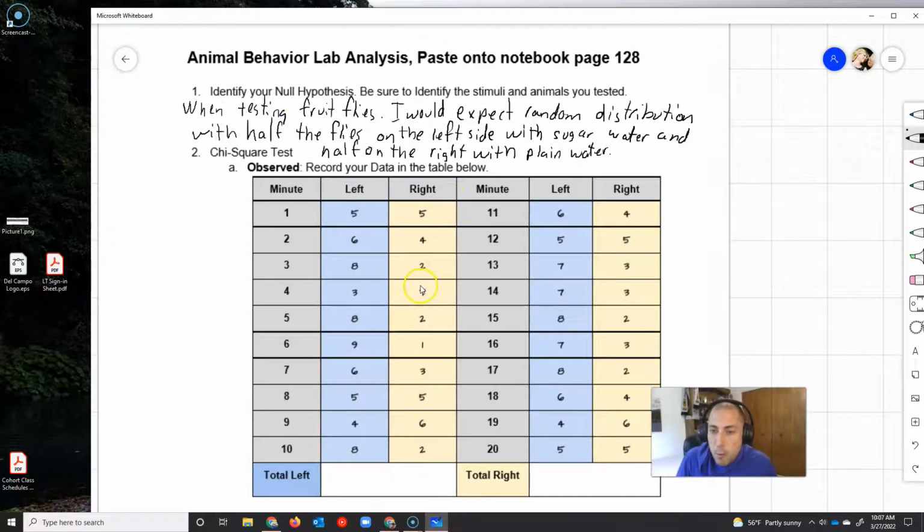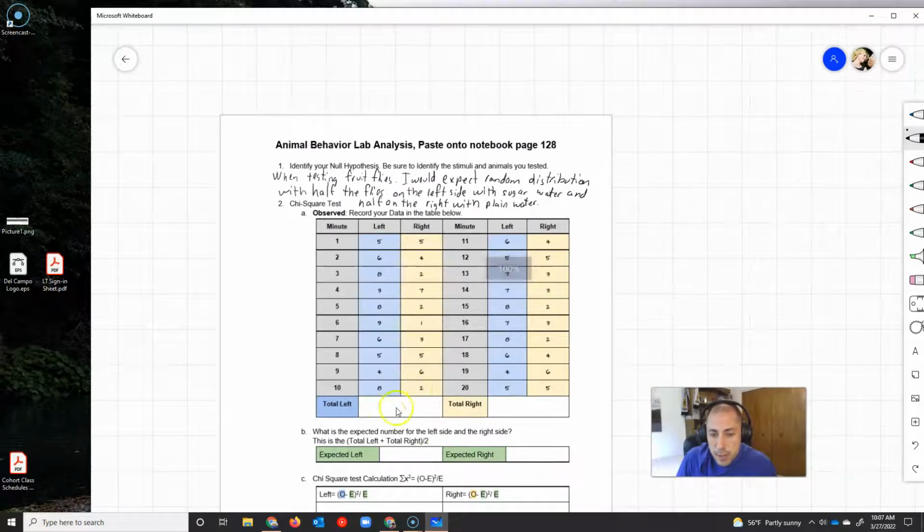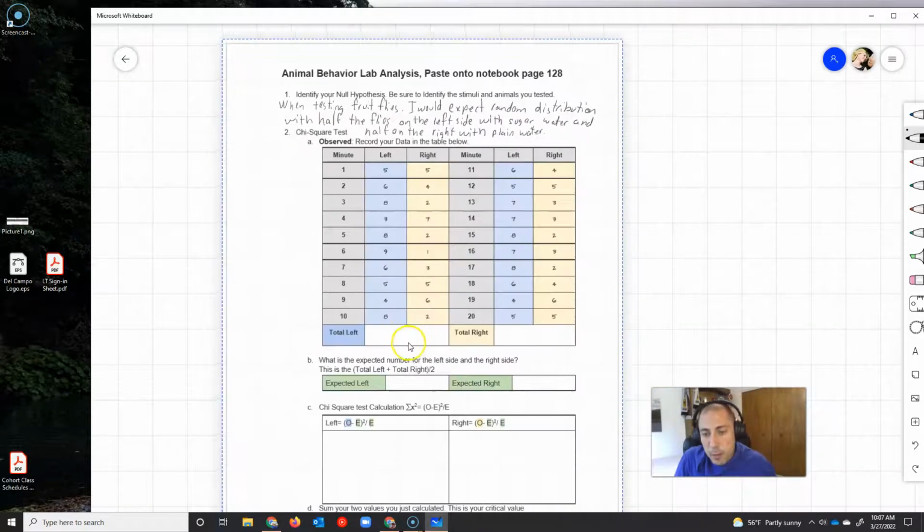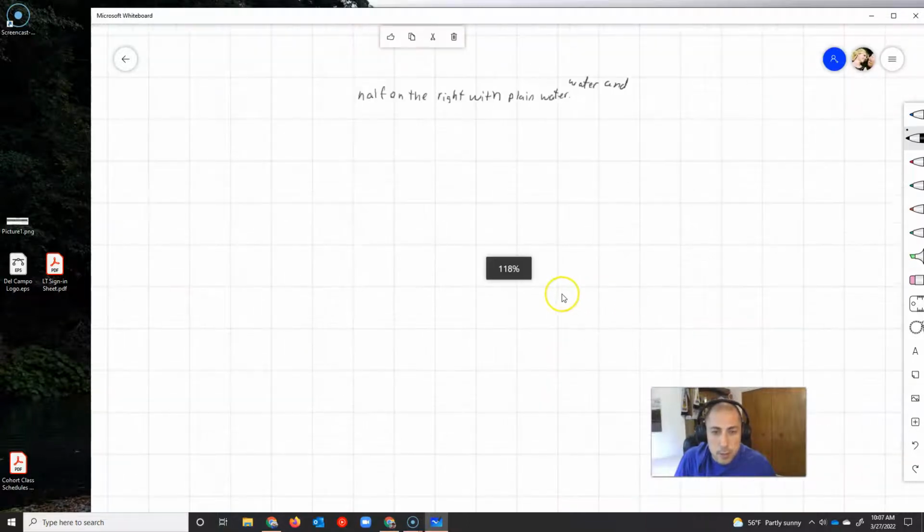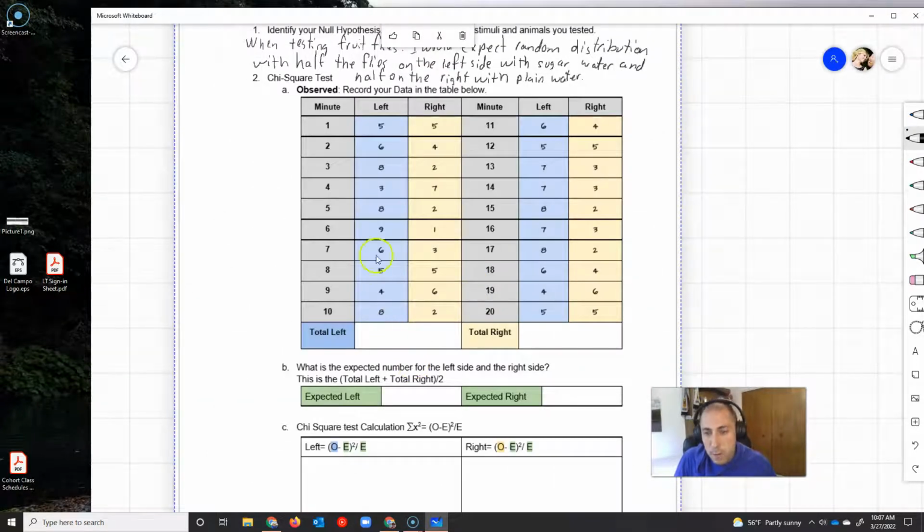Alright, so now what I have to do is total up my sides, alright? So I can see the total number that I had for the left. And so that's going to be all these. That's going to be on the left. And then the total right, that's going to be on the right here. So give me a chance to do that on the calculator.